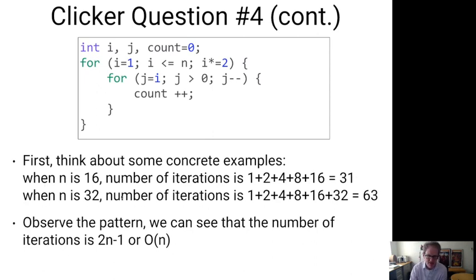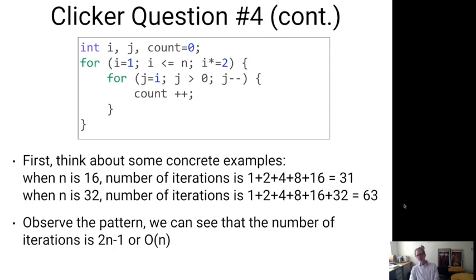If we double n to be 32, the outer loop only runs one more time, because this is basically log. So it's only going to run 6 times instead of 5 times. But the inner loop runs 32 times, because when n is equal to 32, the last valid value is when I is equal to 32, and then this inner loop will run 32 times. If you add up all these numbers together, you'll see it's 63.